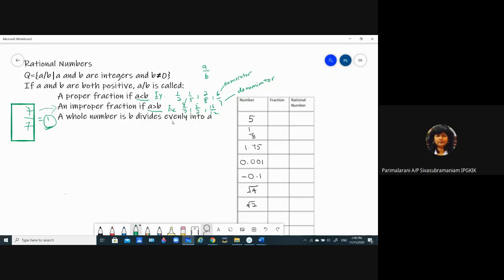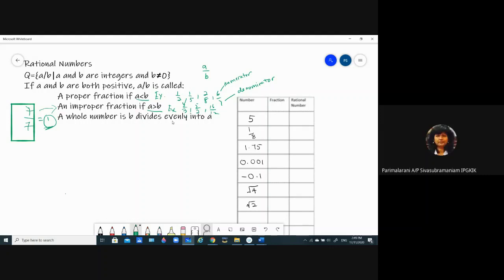Let's look at this table here on my right. 5. Is 5 a rational number or not? You think it's a rational number? Yes. Why do you say it's a rational number? Integer. Okay, it's an integer. What other reason?